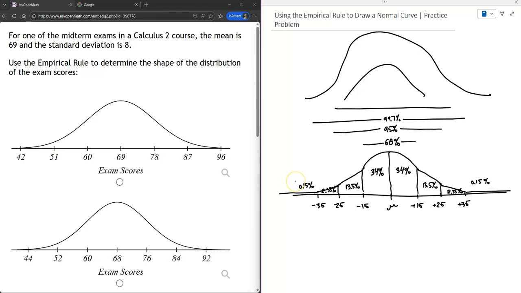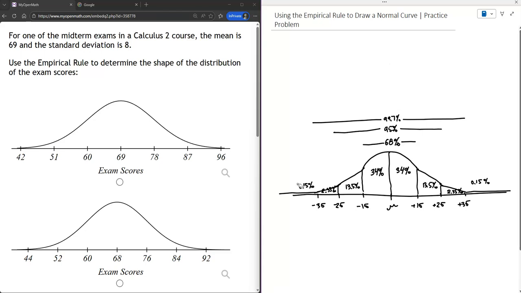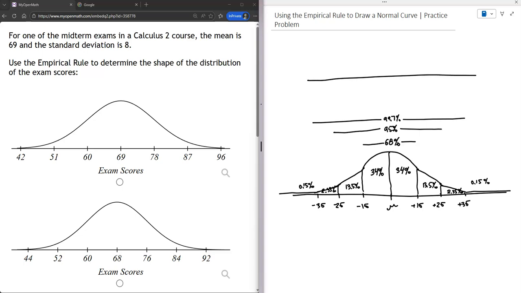And when given specific numbers, we draw it. Let me erase this one. When given specific numbers, such as in this particular problem, we draw the same bell curve, but on a specified scale. So the mean is 69, the standard deviation is 8, so I add 8 repeatedly: 77, 85, 93. 69 minus 8 is 61, 61 minus 8 is 53, 53 minus 8 is 45.